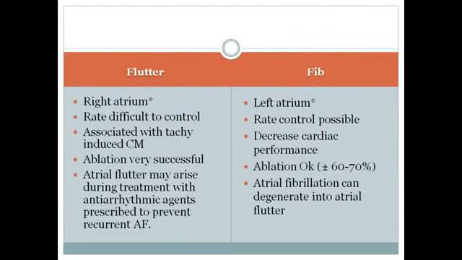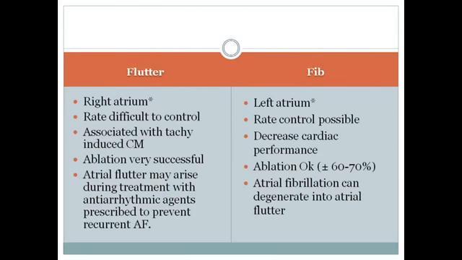Okay, wrapping up. Flutter and fib. Difference between the two. Typical flutter is the right atrium. Atrial fibrillation is the left atrium, basically. There are some caveats there. Rate control is very difficult in flutter. It can be very challenging. Rate control is easier in atrial fibrillation.